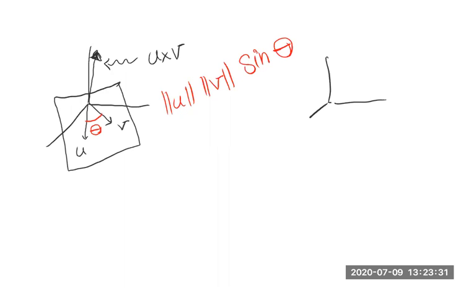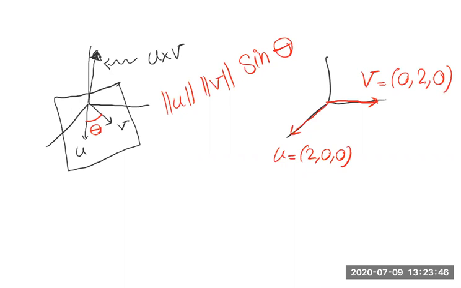So let's look at one more example. Let's say U is this vector, 2, 0, 0. Let's say V is this other vector, 0, 2, 0. And we want to find the cross product of U with V.